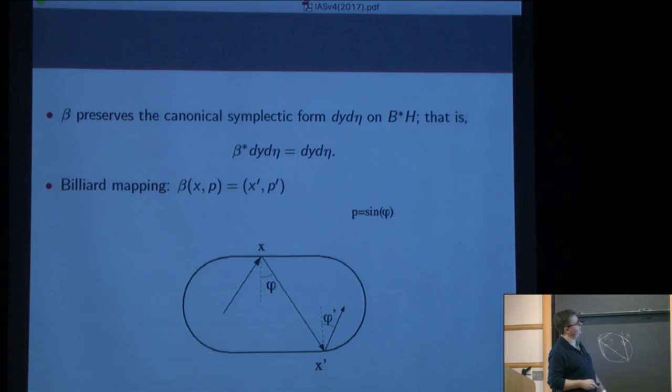Okay, so this is just sort of basic business, but this preserves the symplectic form. So there's a real dynamical system here. If I take just the standard Liouville measure on the boundary, then this beta preserves the symplectic form. This is an old result of Birkhoff, going back to the 20s, I believe. And there's your billiard map.